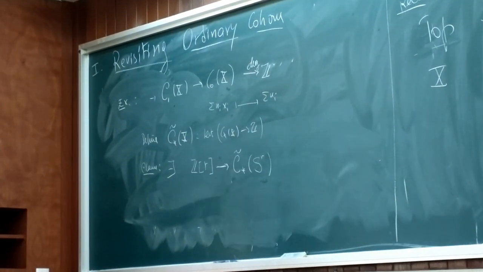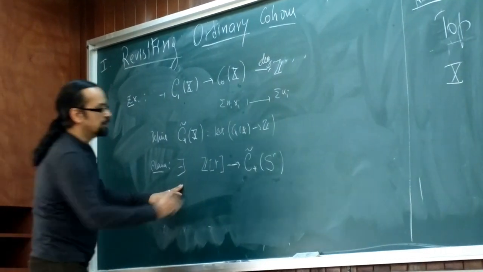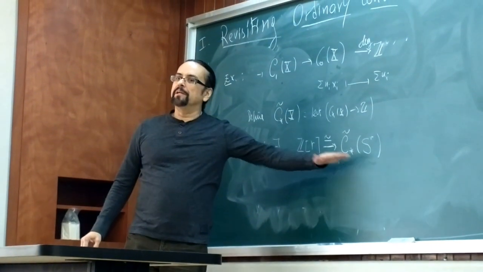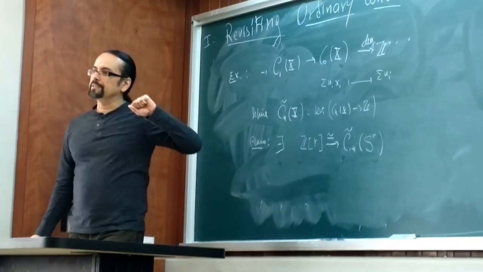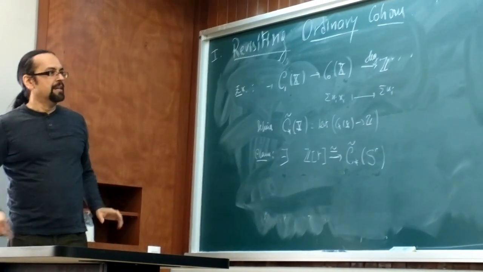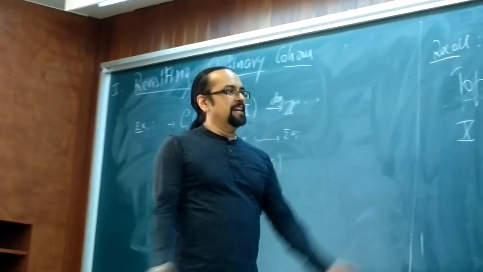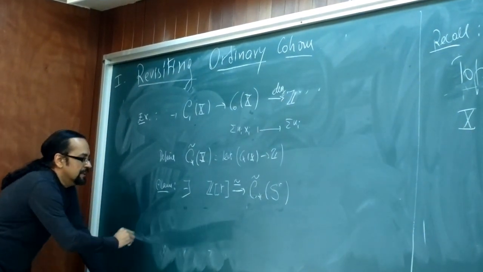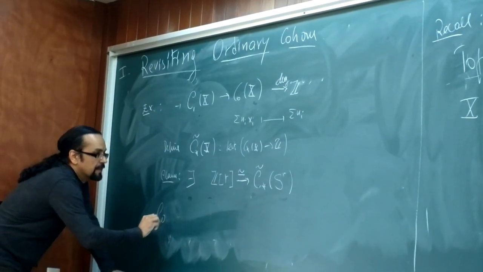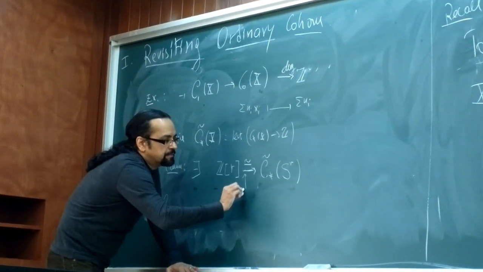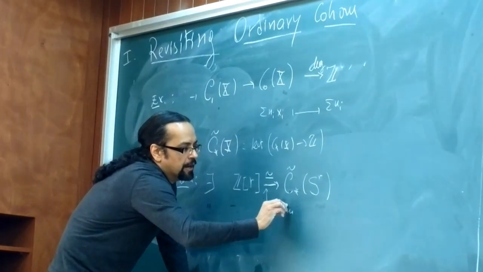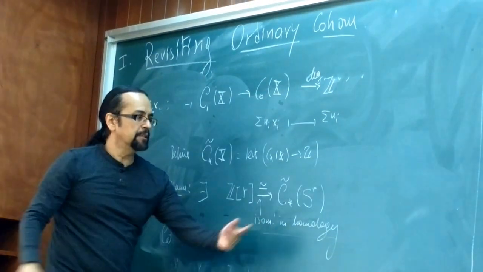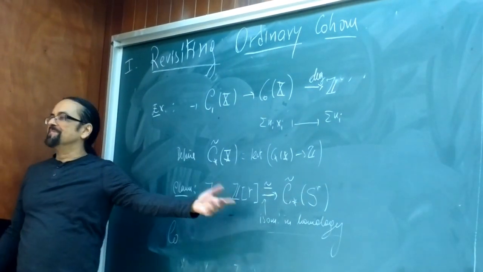I gave you a map of complexes, which induces an isomorphism in cohomology, in the homology complex. Remember, I see everything as a cochain complex, so everything goes up. So in particular, as a consequence, this induces an isomorphism in homology. The complex of all singular chains in X is something huge, much, much bigger than this, in some sense.